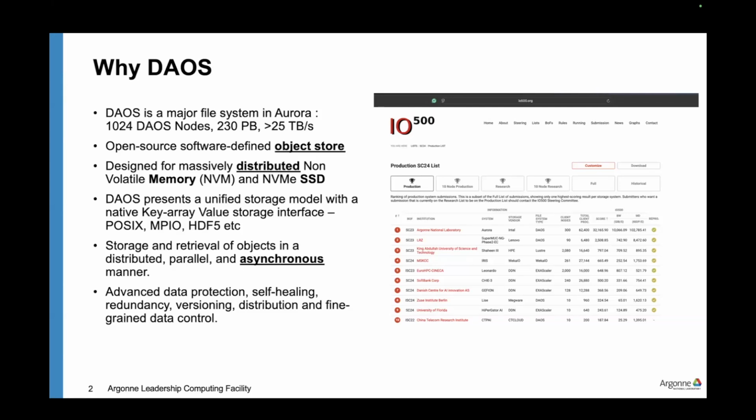Today, Aurora has the largest DAOS system, and we also rank number one in the IO 500. You can also see many other top 10 IO 500 systems use DAOS.